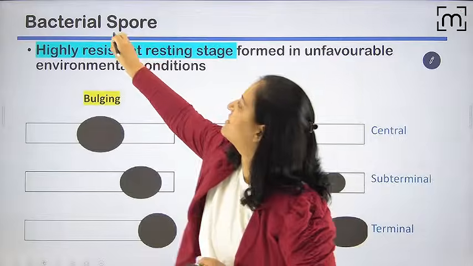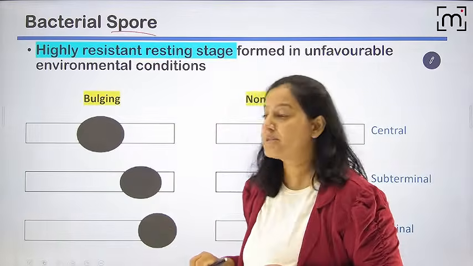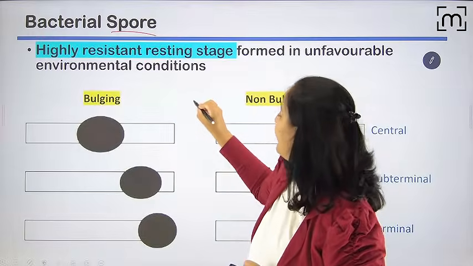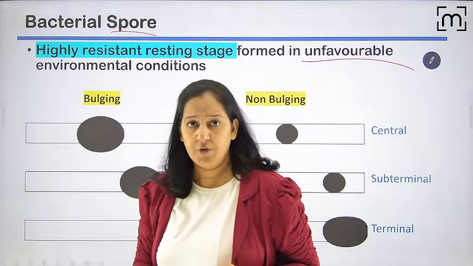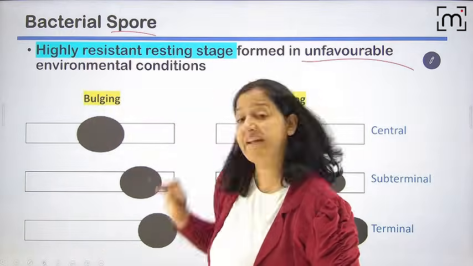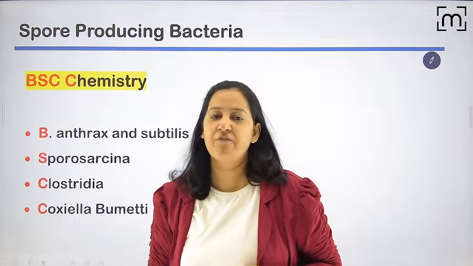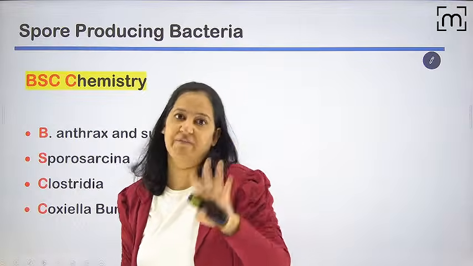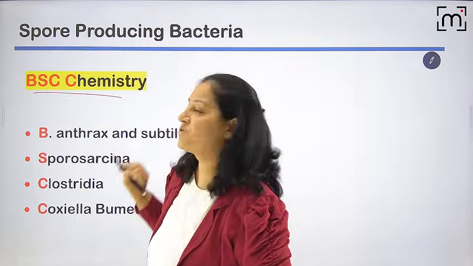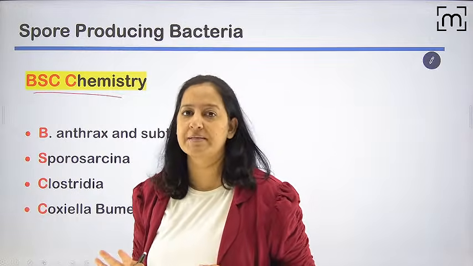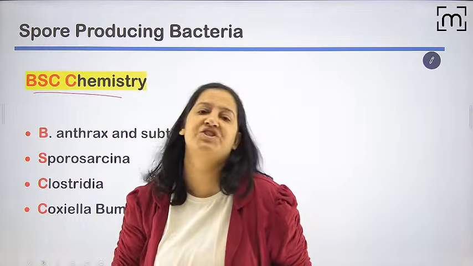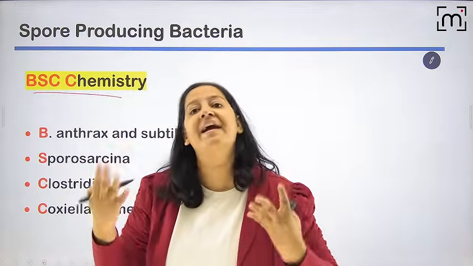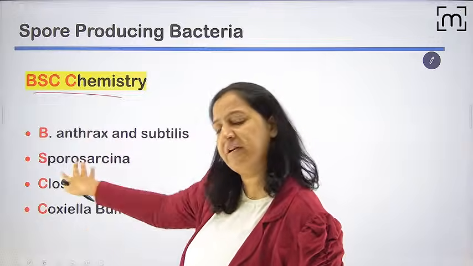Now the next is bacterial spores. What are bacterial spores? Some bacteria form spores whenever they are in unfavorable conditions. You know, the spores are the most resistant resting stage of the bacteria. How many bacteria form spores? There are only 4 bacteria which form spores. The mnemonic is BSc chemistry. Please learn the mnemonics. Today I will give you nearly 10-15 mnemonics, but you have to learn. That is your foundation. And from tomorrow we will apply them. Whenever I teach you these bacteria, we will revise them.